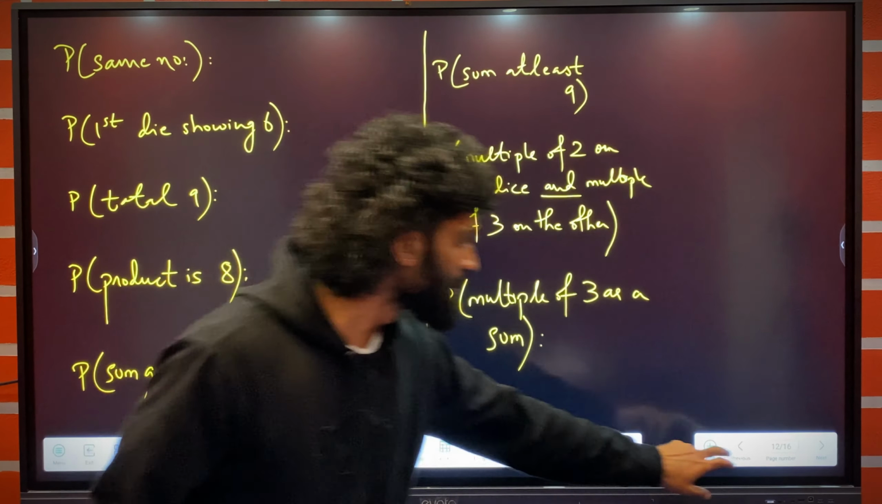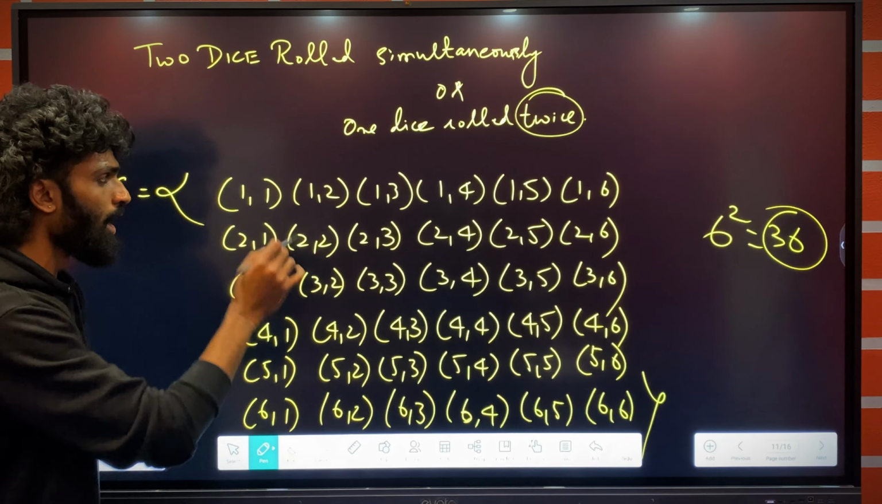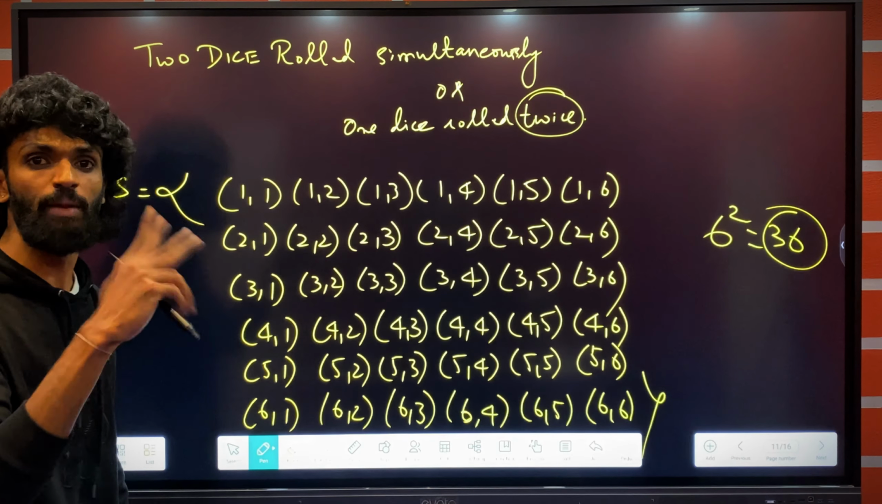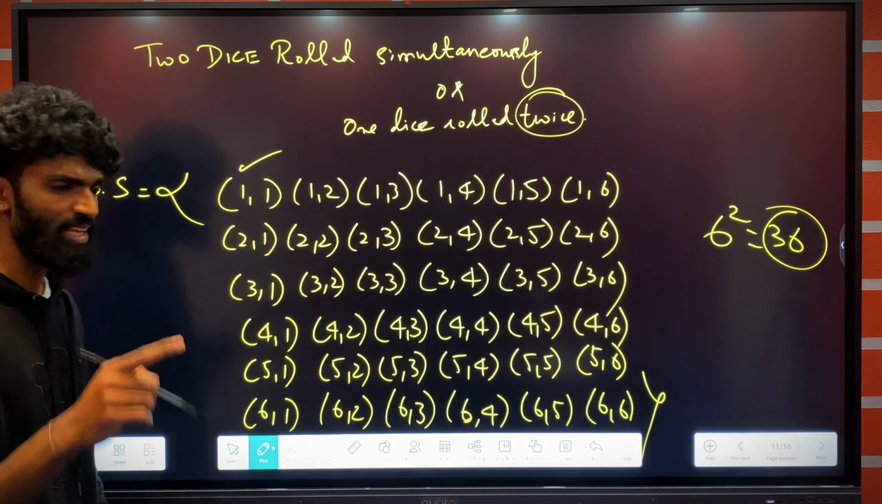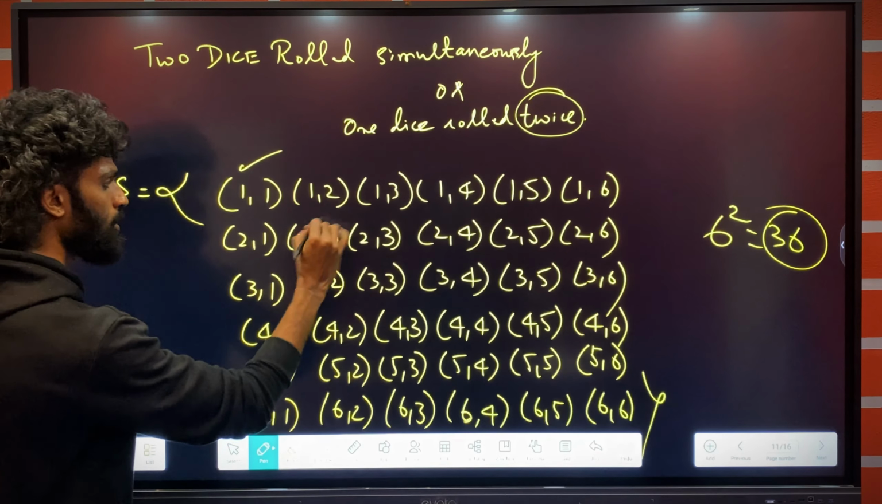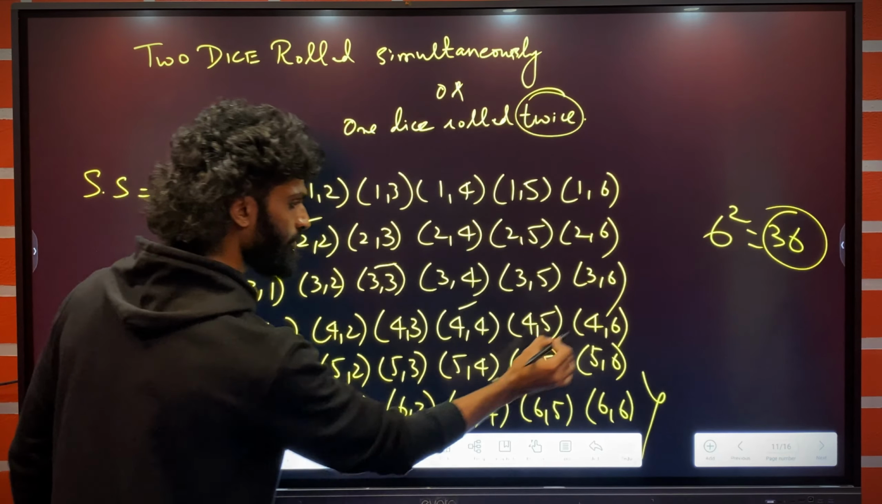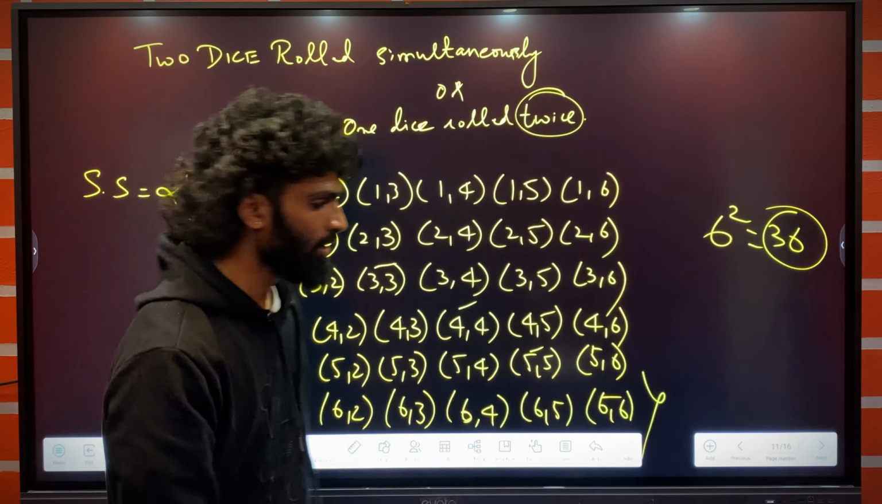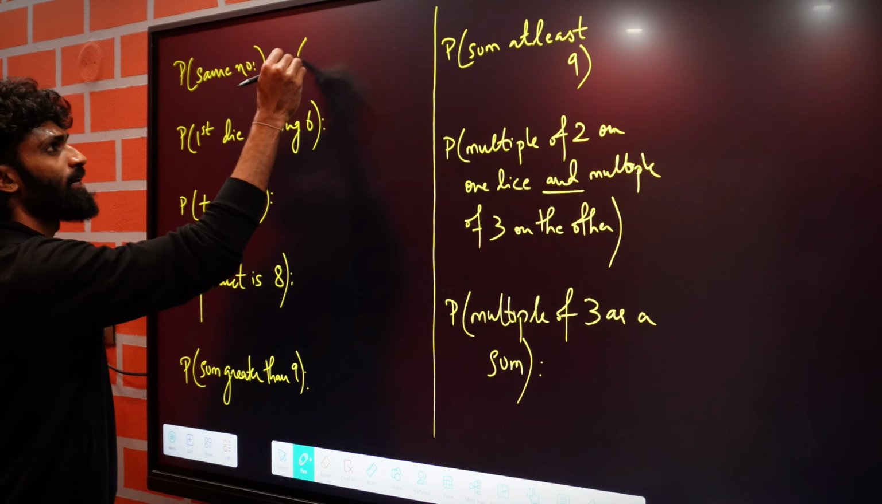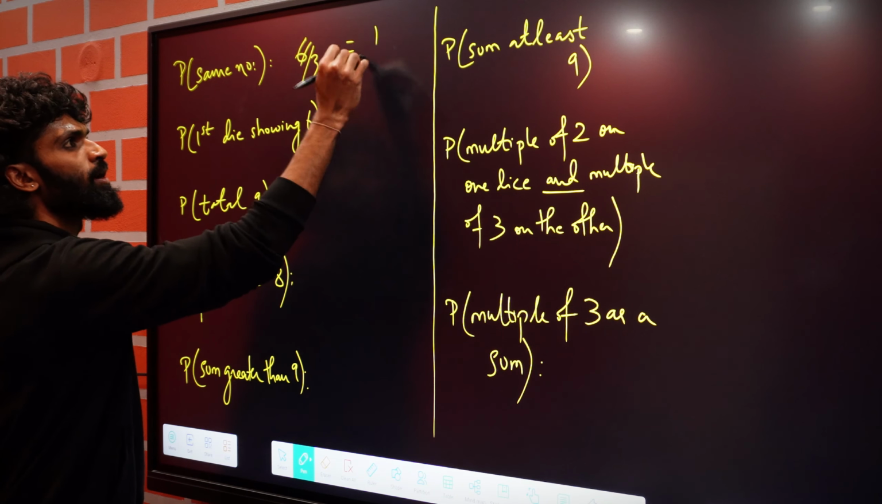Probability of same numbers. Same numbers meaning, look at the brackets. 1, 1 is the same number being repeated. So this is my entry. So don't you think there will be 6 here? How? 2, 2, 3, 3, 4, 4, 5, 5 and 6, 6. So this diagonal there. So 6 entries out of 36. The answer will be 1 by 6.